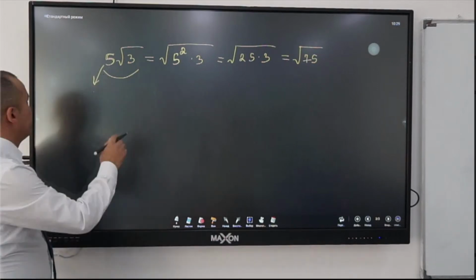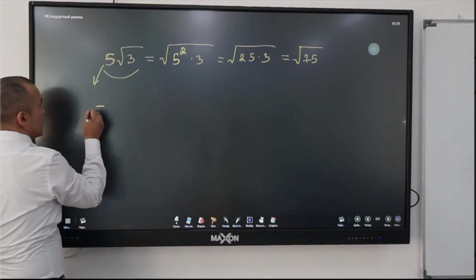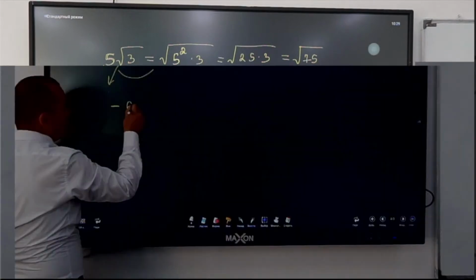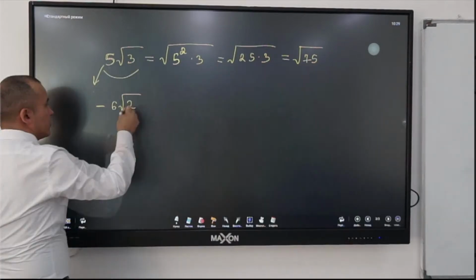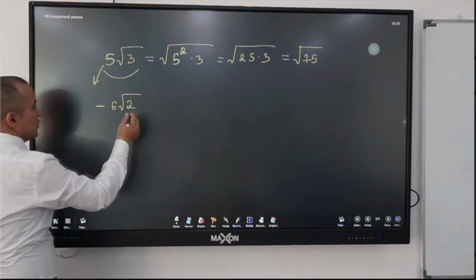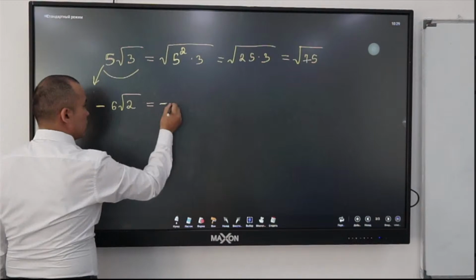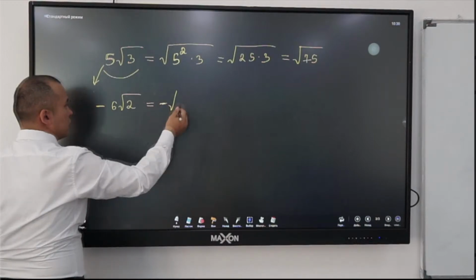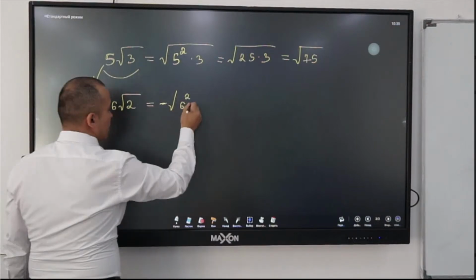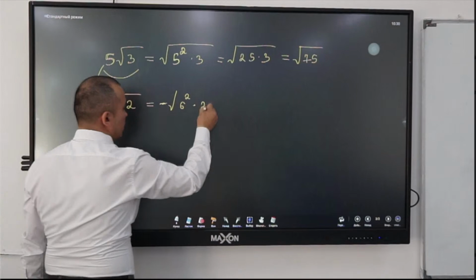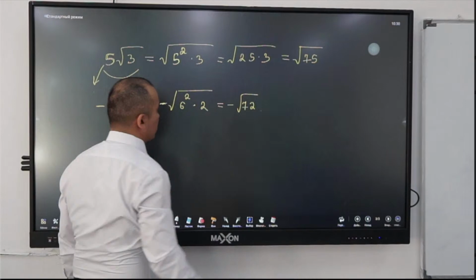Okay, another example. Let's write an example with the minus. Minus 6 root 2. We can't write minus under the radical, so 6 we will write with the square, times 2, it will be minus root 72.